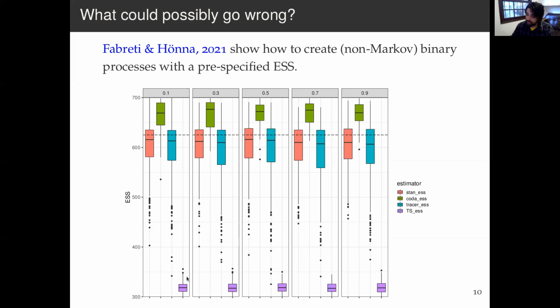Well, like this. So purple here is our Markov chain based ESS, and here are popular methods for estimating ESS. So that's Stan, and then Coda, and Tracer is a popular phylogenetic software, of which Luisa and Sebastian have an implementation in R. It's a package called Convenience. I highly encourage you to check that out.